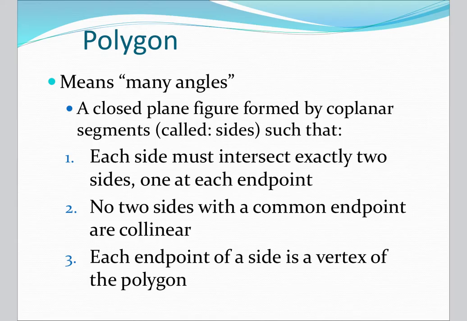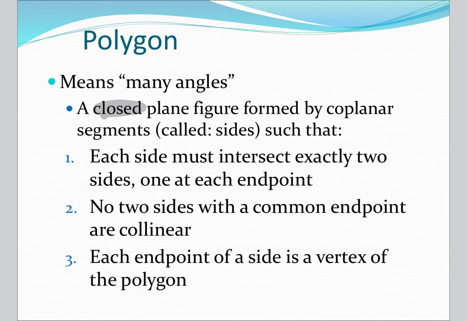So the word polygon, poly means many. So this is many angles, okay? A polygon is a closed, which is important. It has to be closed. There can be no open spaces. A closed plane figure formed by coplanar segments. So the sides are segments.